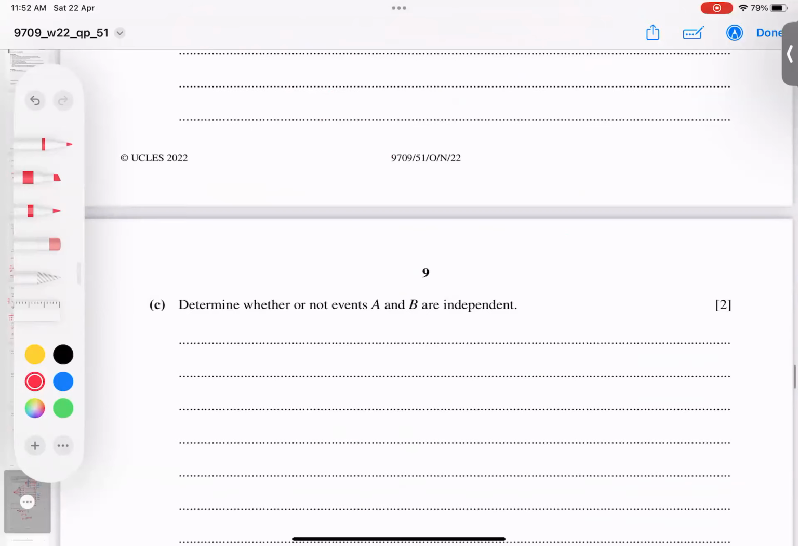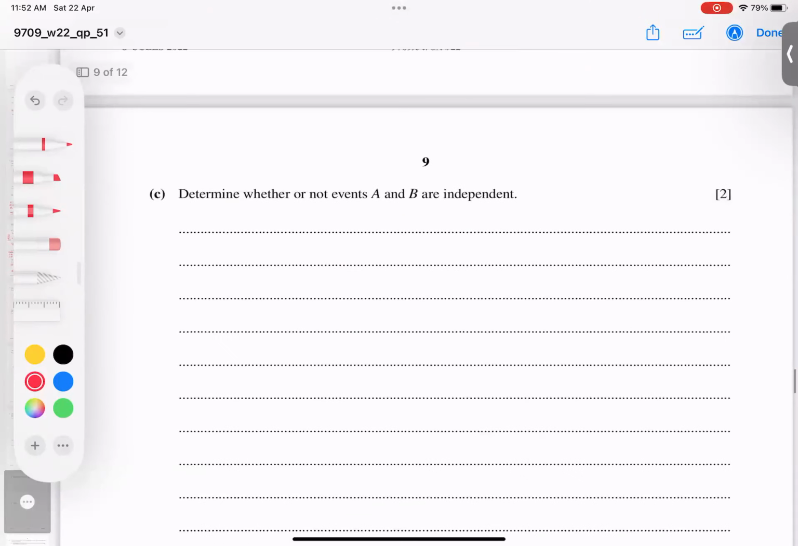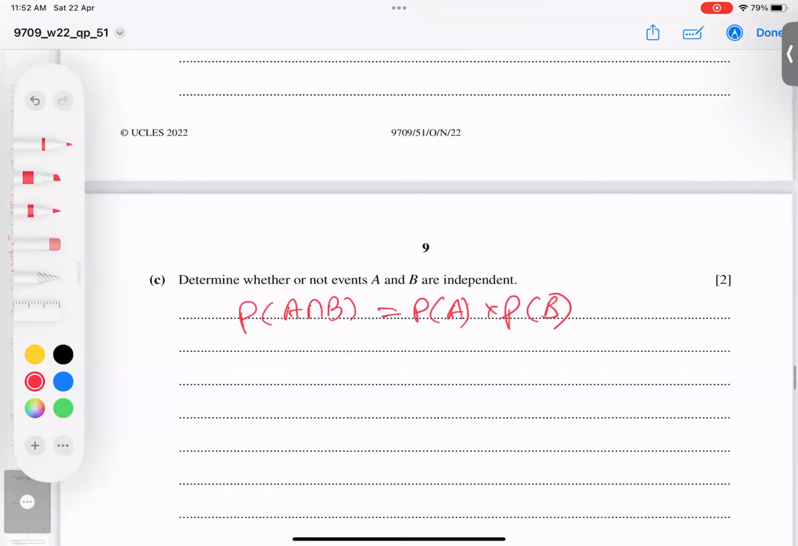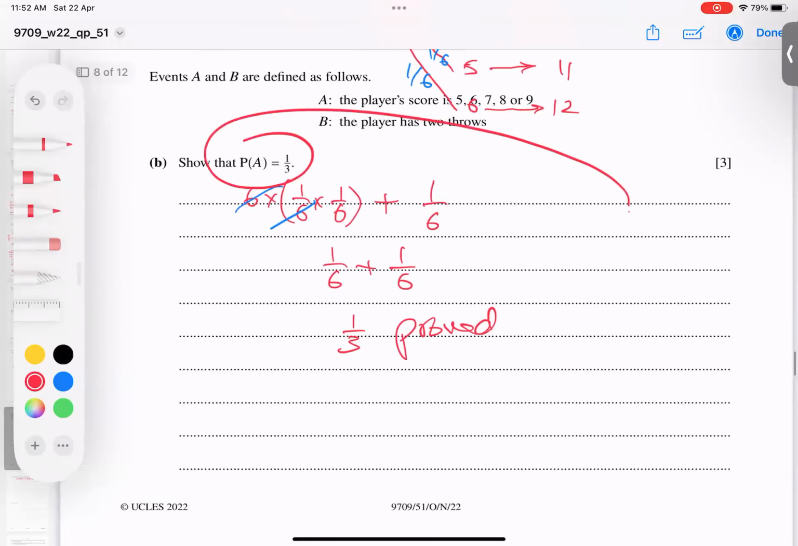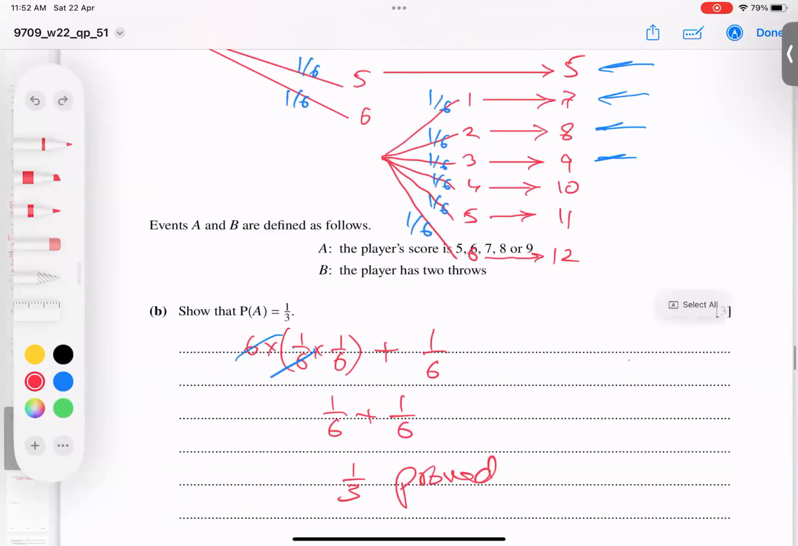Let's go for the next question, students. Whether A and B are independent or not. The formula: probability of A intersection B is equal to probability of A times probability of B. If this formula is true, the left and right values match, they are independent. So probability of A and B. A, I got it. B is not hard. What is the probability of B?